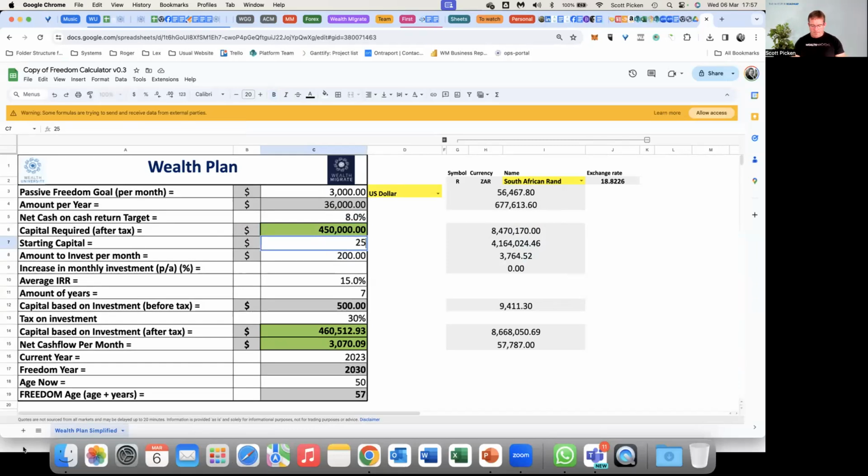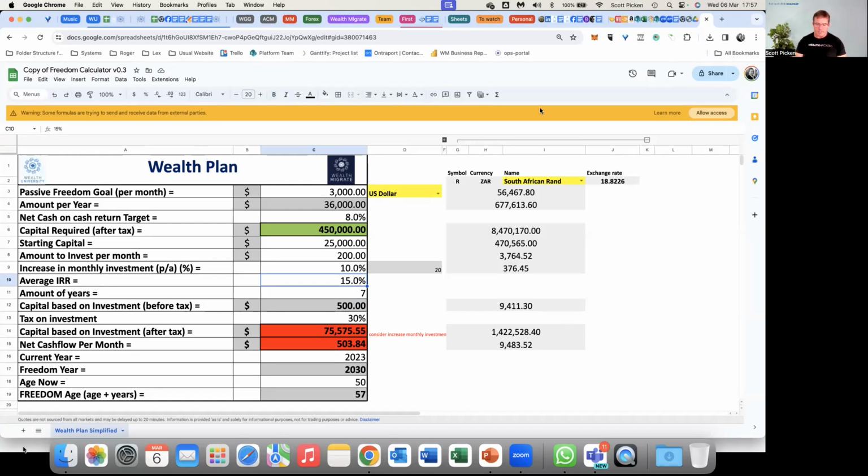So I don't know, maybe you've got $25,000 in the house and you're going to invest, I don't know, $200 a month. And you want that to increase by 10% a year, because ideally you should be trying to invest more per year. You're going to get a return of about 15%. So if you're not sure on your numbers, I would work on 8% cash on cash and 15% IRR. They're good, solid, middle of the road numbers.